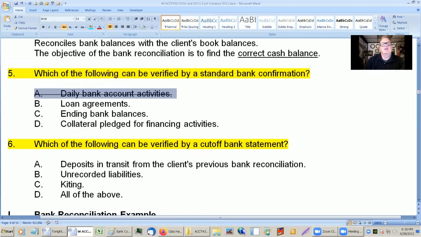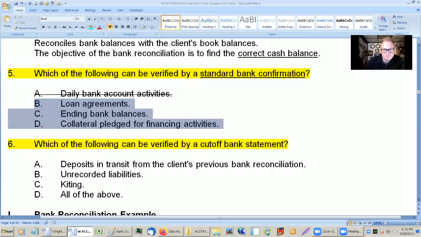Now, this is on the standard bank confirmation. This is that first one that just shows the ending balances. It doesn't show any checks coming in or out. So all the rest of these it can verify. The loan agreements. Those will be on the bank confirmation.